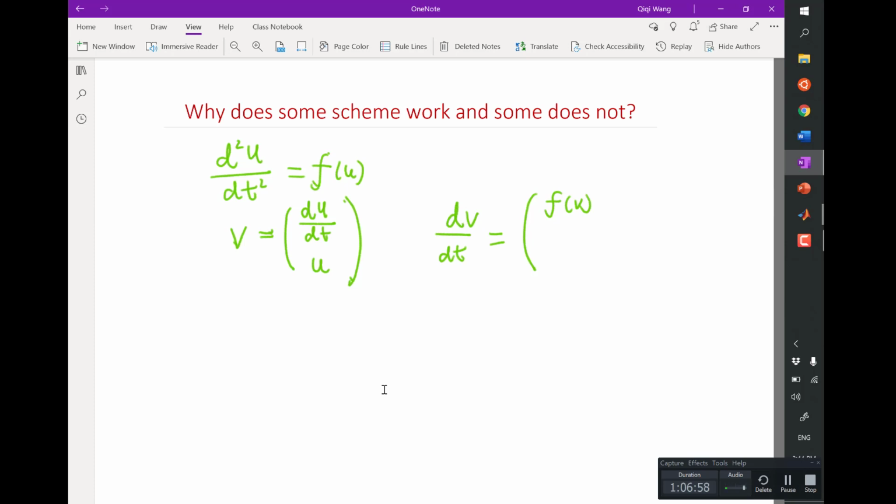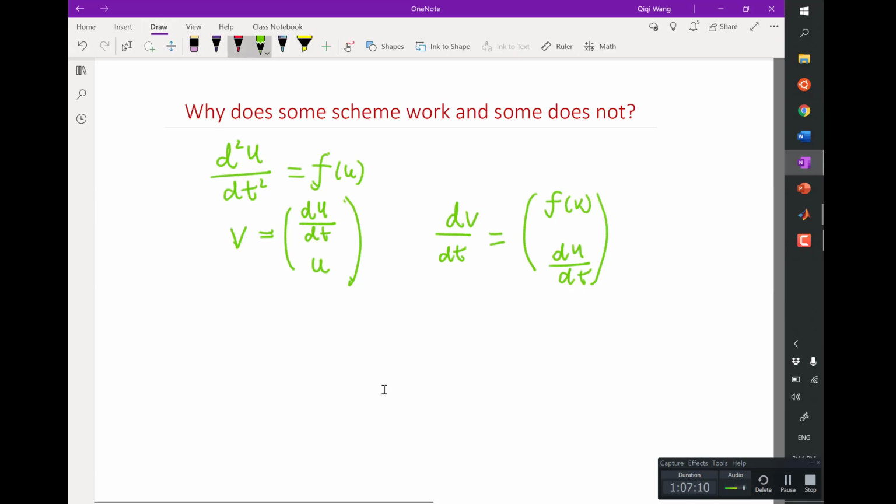And du dt, which is part of v, right? So now we can write down a first order equation. We get a system. Now let's apply the same idea in our equation.